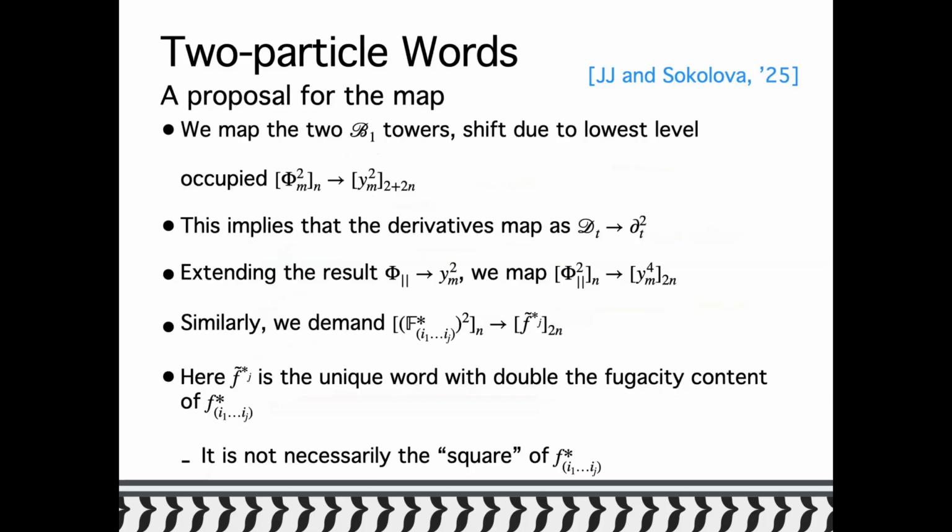Now let's see what happens for two particles. For two particles, it's a bit more complicated. Of course, we try to take as much as we can from the single particle picture.